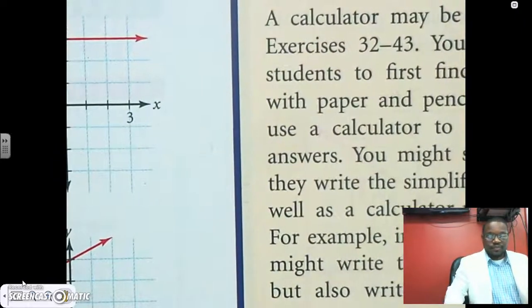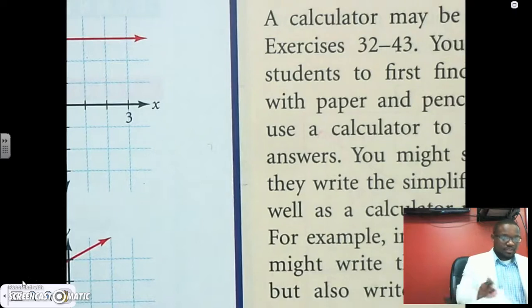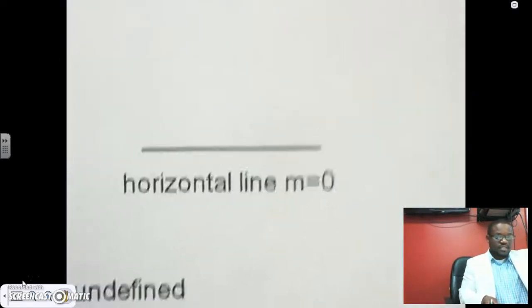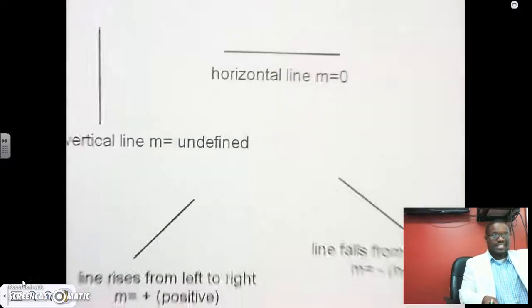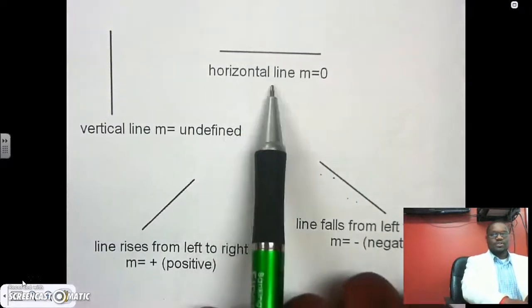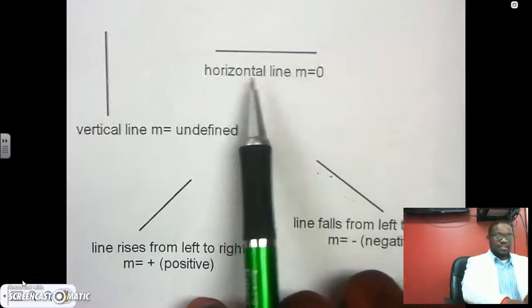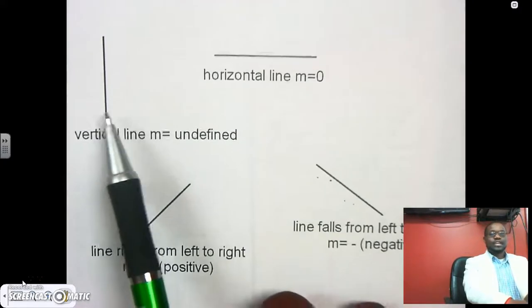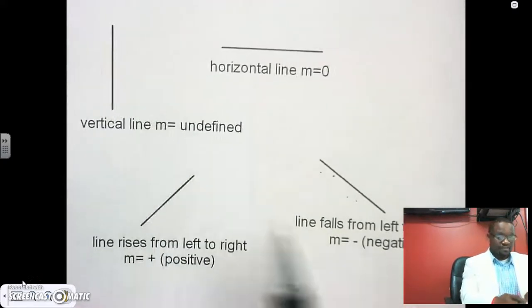Now, the last thing that we need to discuss is the first thing I had up here. This is just a quick reference. Anytime you see a vertical line, the slope is undefined. Anytime you see a horizontal line, the slope is 0. Always. You don't have to have 2 points to figure these out. You just should know that.